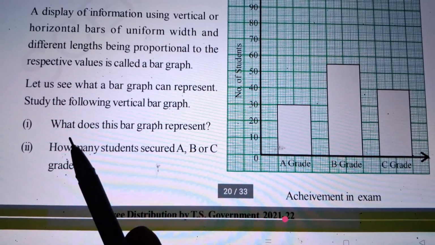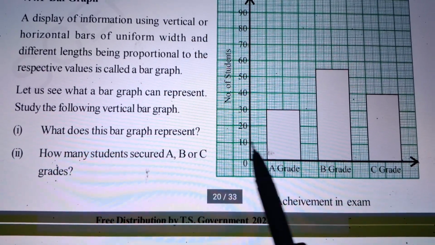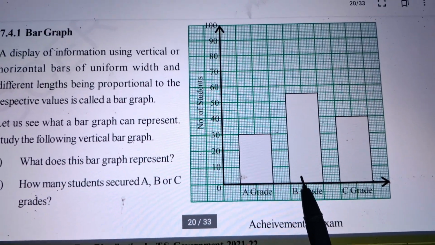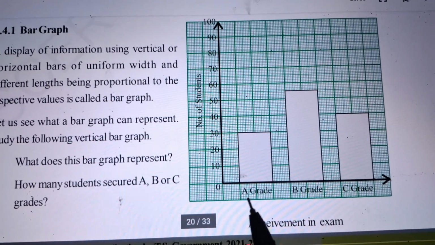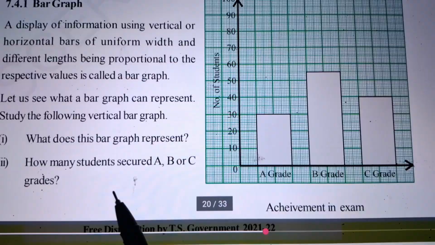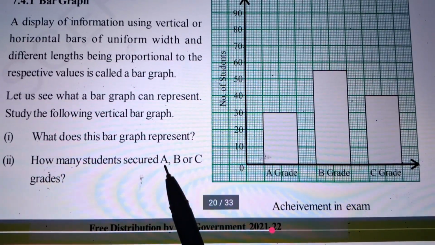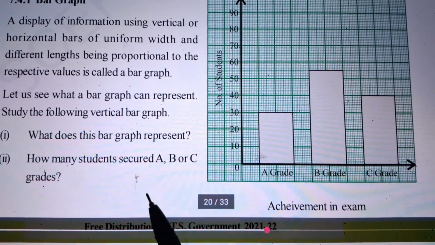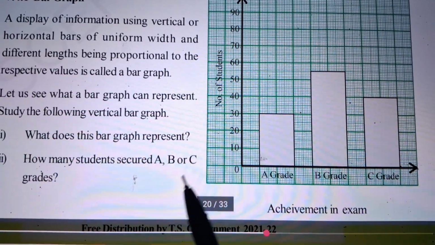So what is the first question? What does this bar graph represent? By seeing it, what can you understand? It is the result of some examination. This is what the bar graph is representing. The next question: how many students secured A, B, C grades?